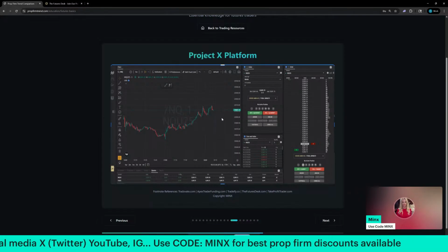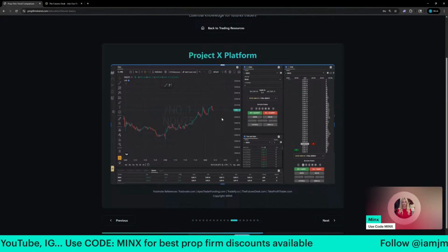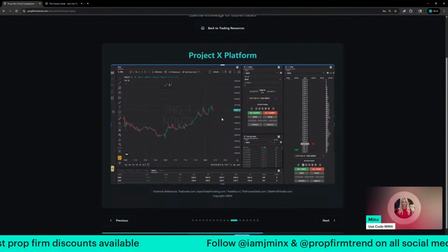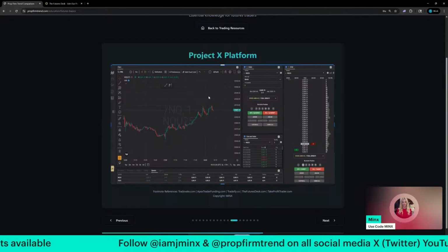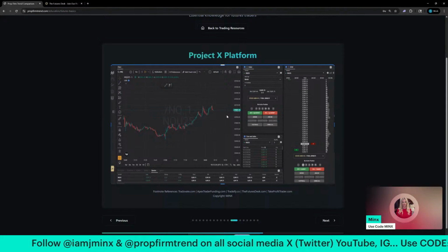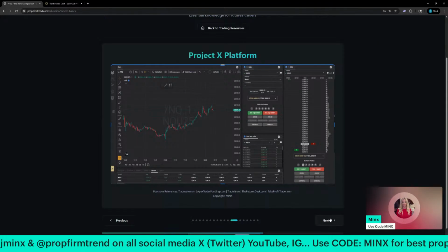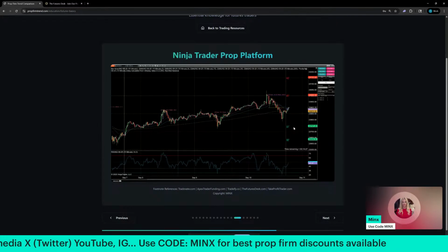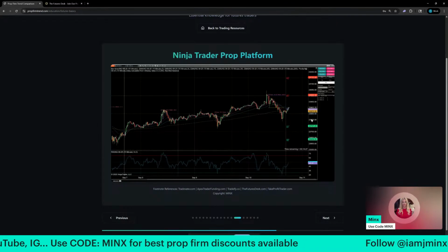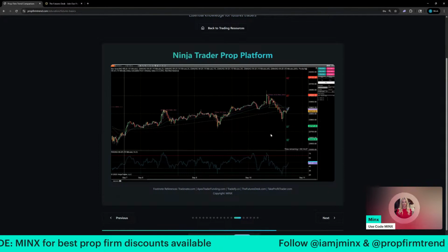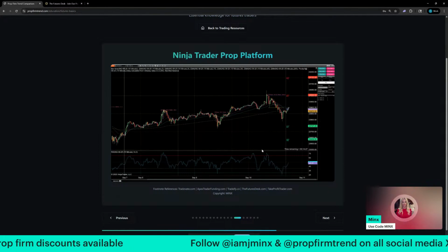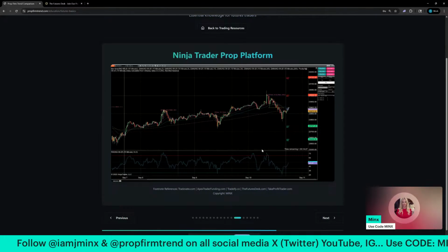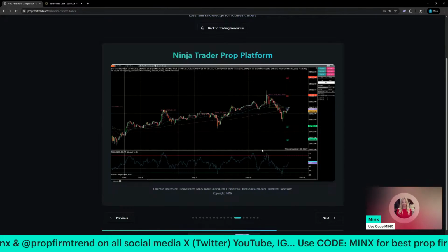on TradingView or whatever you're using right now just to chart. You don't have to chart on this platform. This is just for executions. You can if you want to, but this right here is the NinjaTrader prop platform. Same thing. I actually prefer the NinjaTrader charting platform over TradingView because I find it more accurate, but you don't have to.